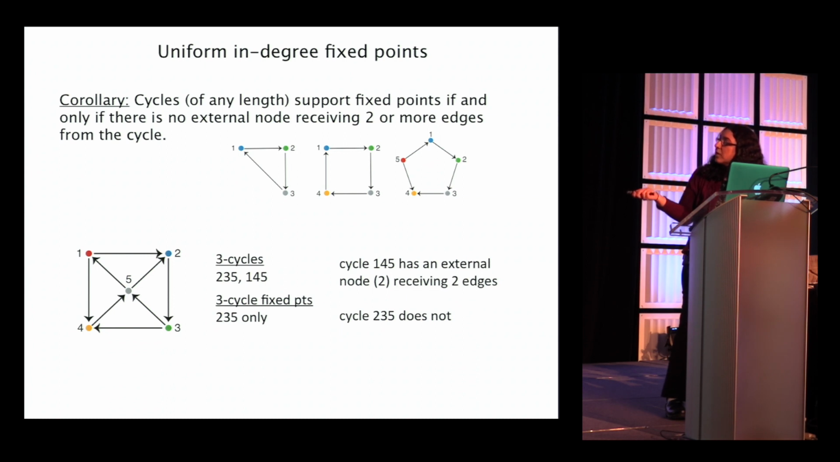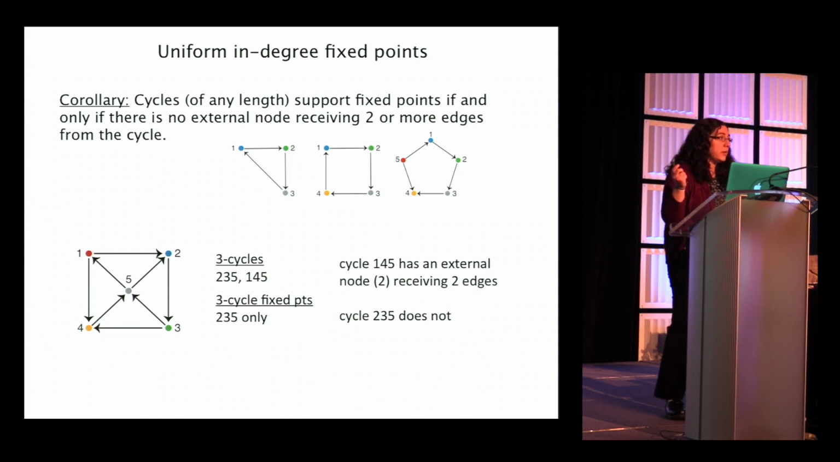And what is wrong with 1, 4, 5? We can now see that. You see the problem? There's that node 2 that's receiving 2 edges from it. That's why the fixed point dies, and that's why there's no limit cycle associated to that 3 cycle. In contrast, 2, 3, 5, 4 only receives 1 edge from it, and 1 only receives 1 edge from it. And so it doesn't have the problem.